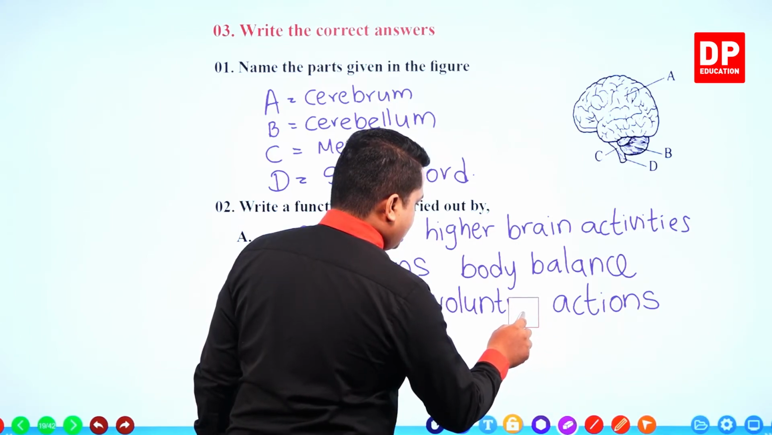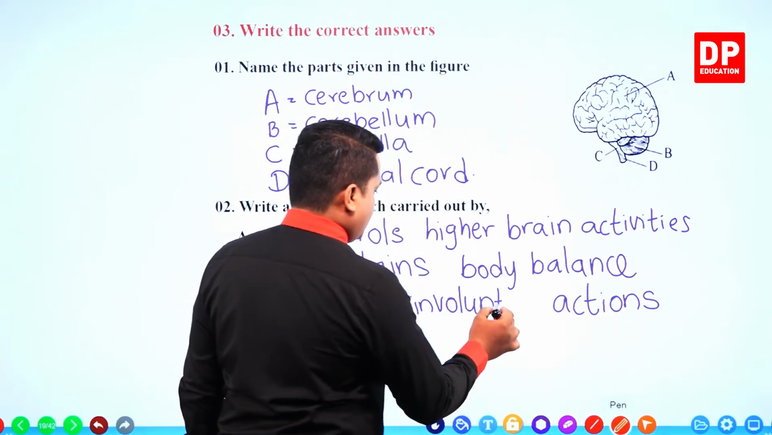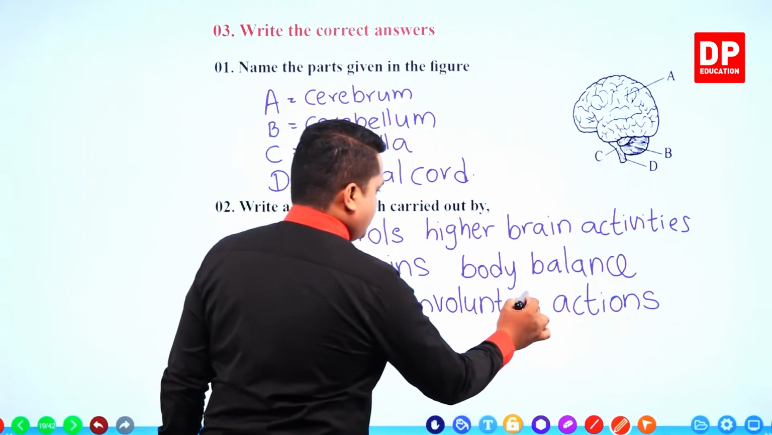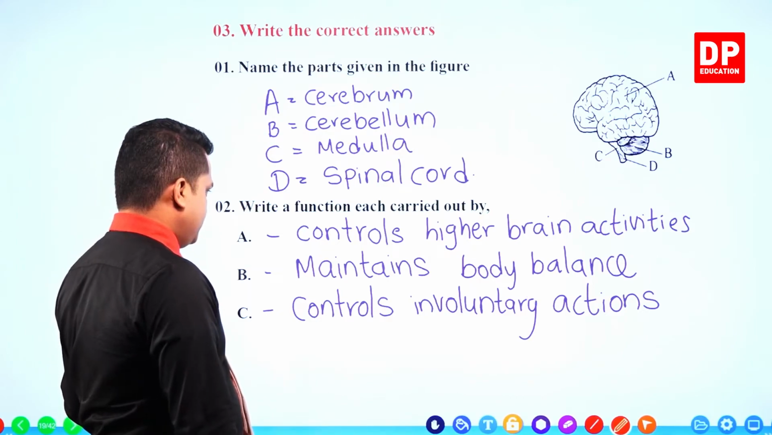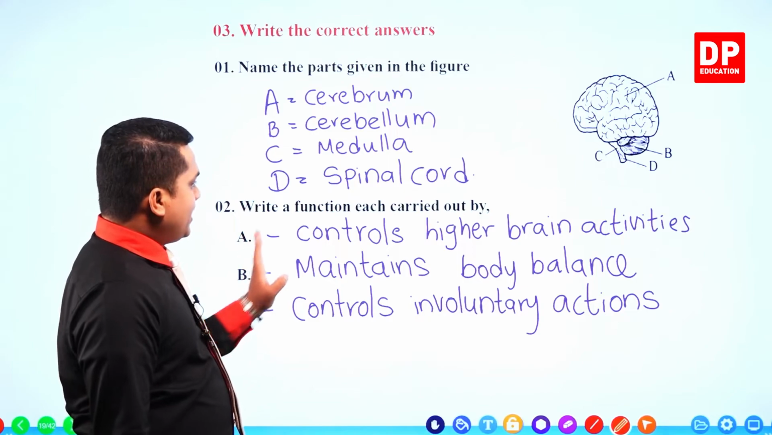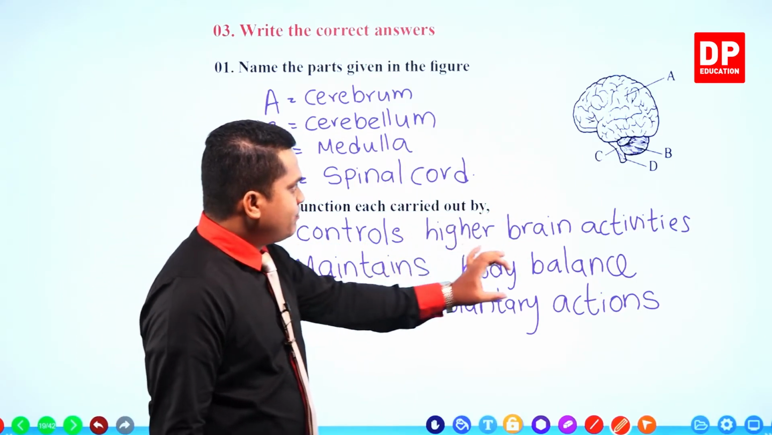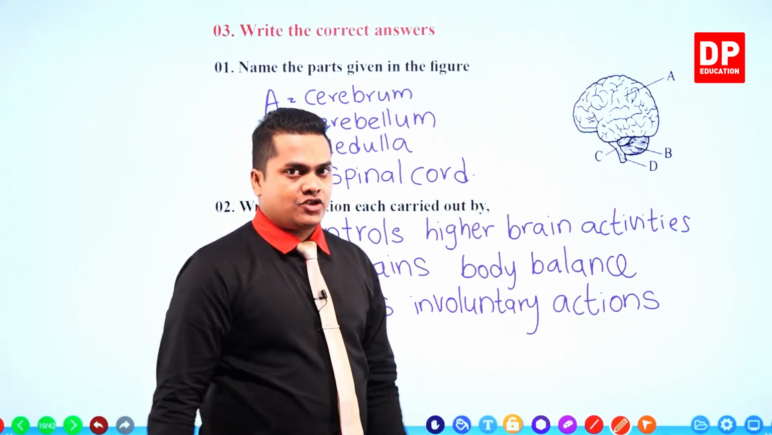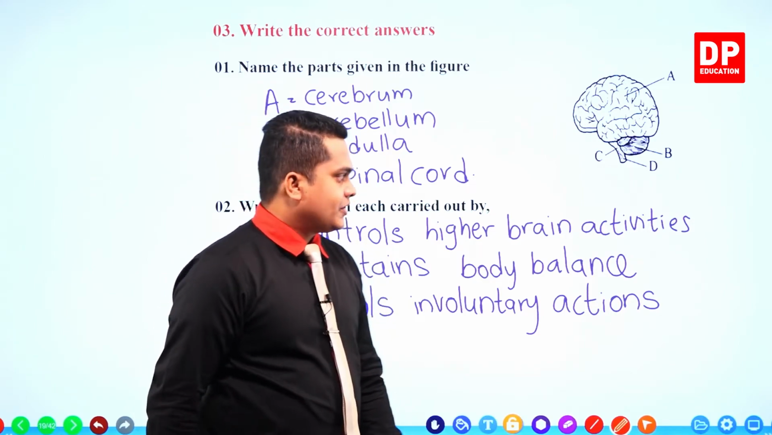So I'm going to erase this thing. One A is missing, right? Okay. Involuntary actions. Right. So A controls the higher brain activities. B maintains body balance. C controls involuntary actions. A function each for A, B and C. Right then.